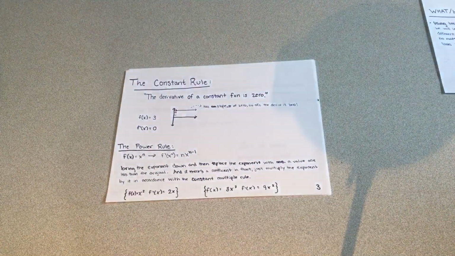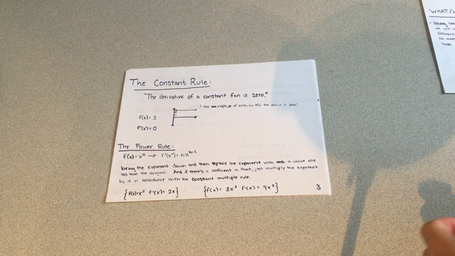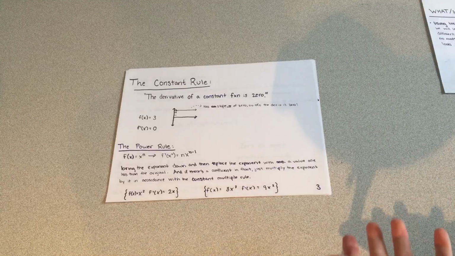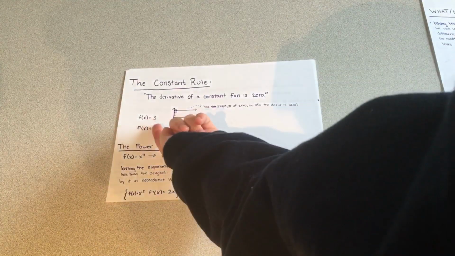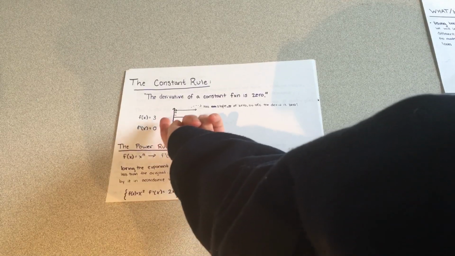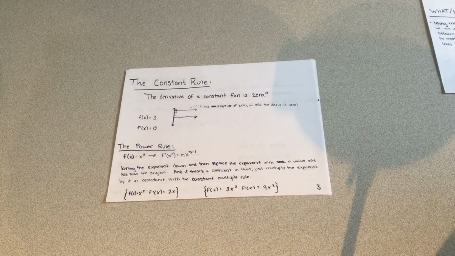So the first rule we're going to be looking at is the constant rule. Essentially, the derivative of a constant function is 0. Since we know that the derivative of a function at a certain point is its slope, this makes sense because if you have a constant function like f of x equals 3, the slope is 0, so the derivative is going to be 0.